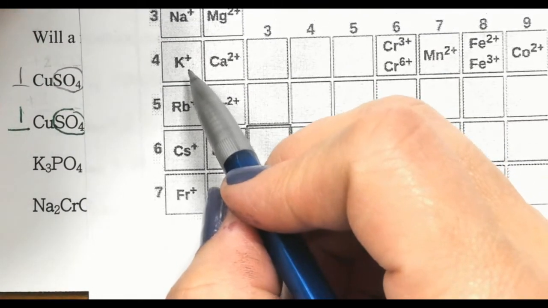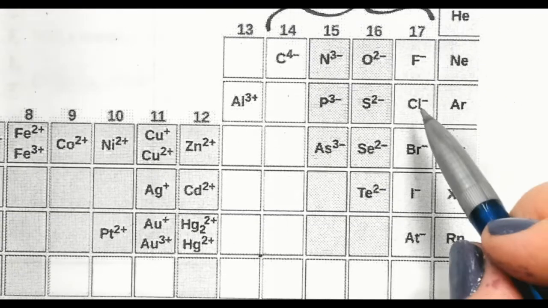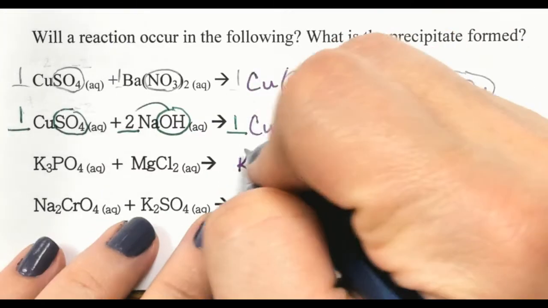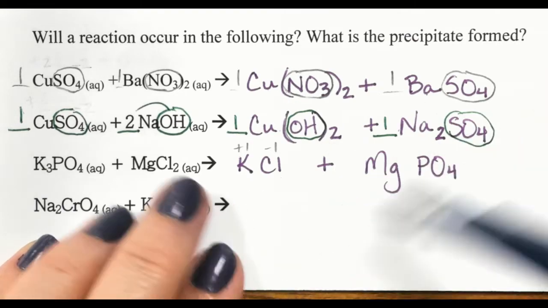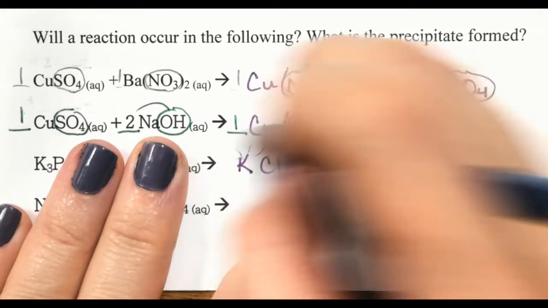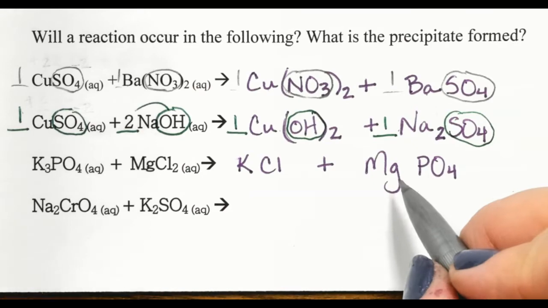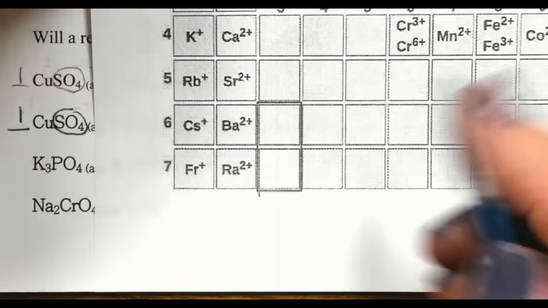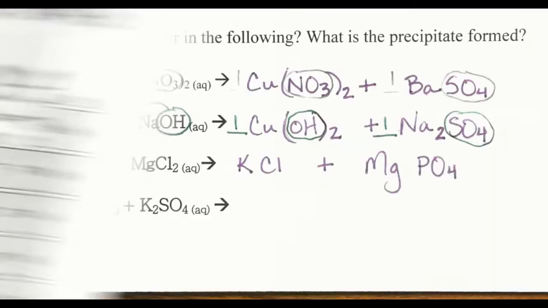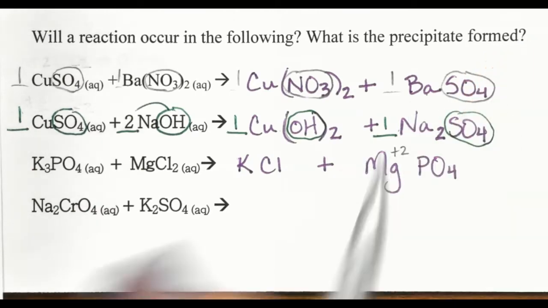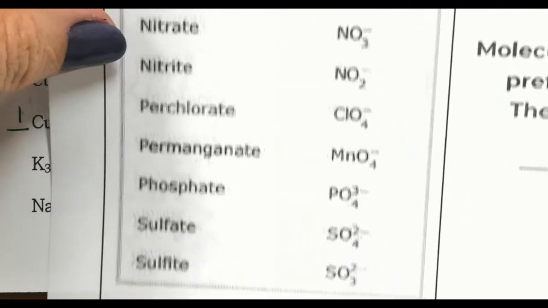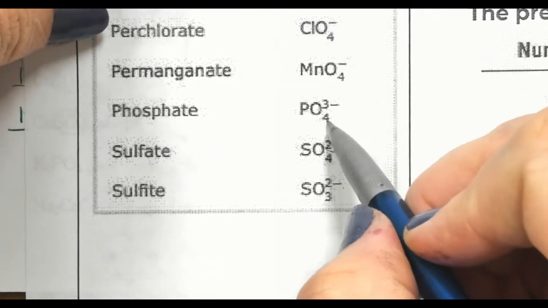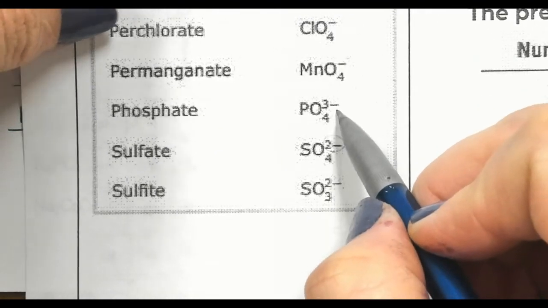K is +1 and Cl is -1. So +1 minus 1, and +1 minus 1 will cancel. So I don't need to do anything. Leave it alone. Over here, let's go find magnesium. It is a +2. So I'll put that there. And then PO4 is on my list of polyatomic ions. PO4 is here. It has a -3 charge.